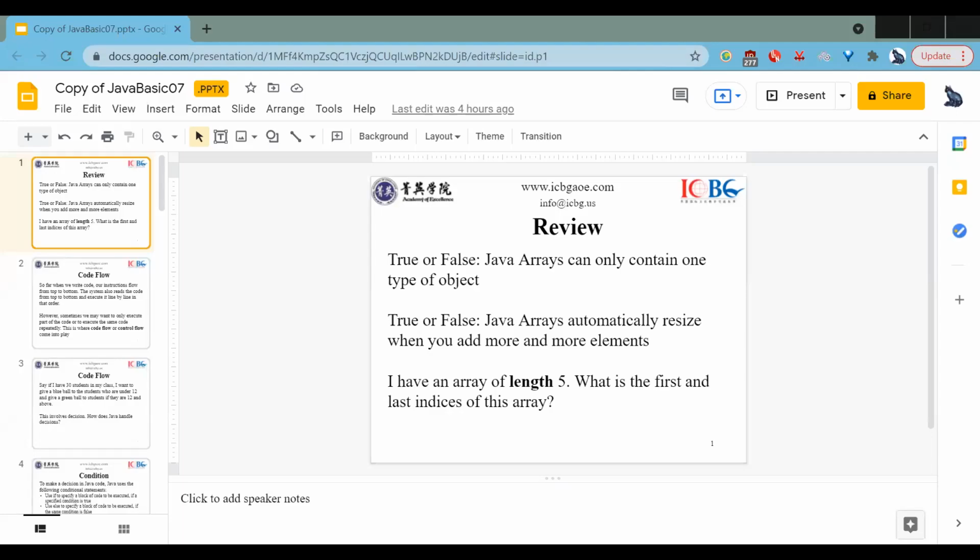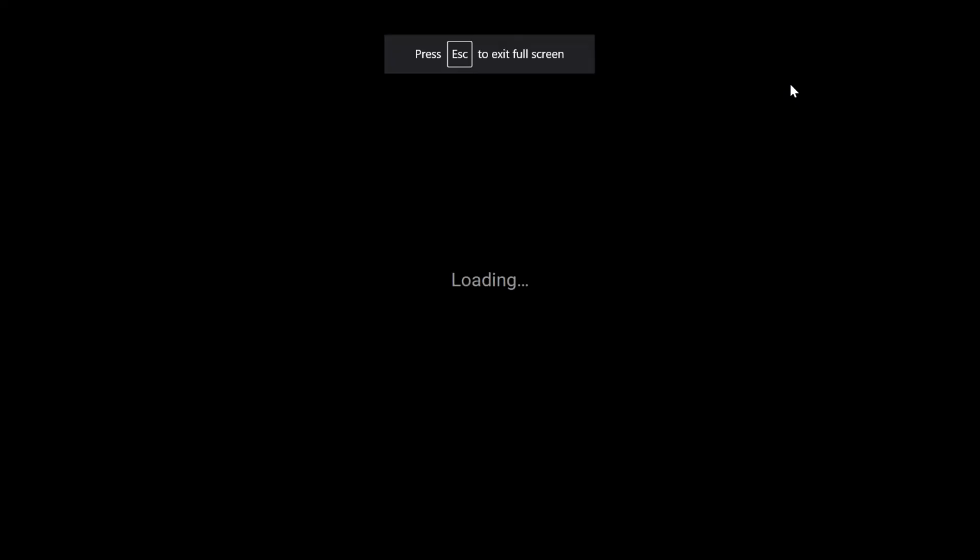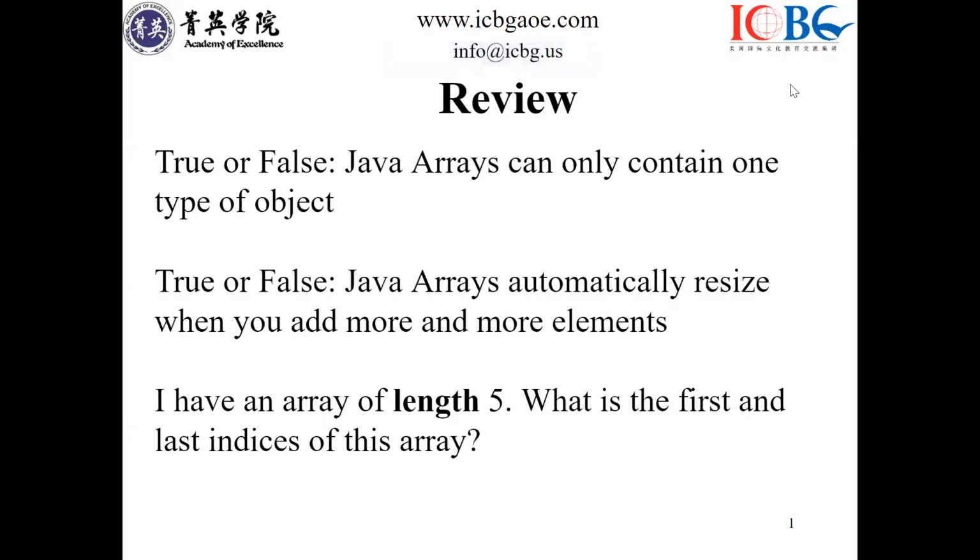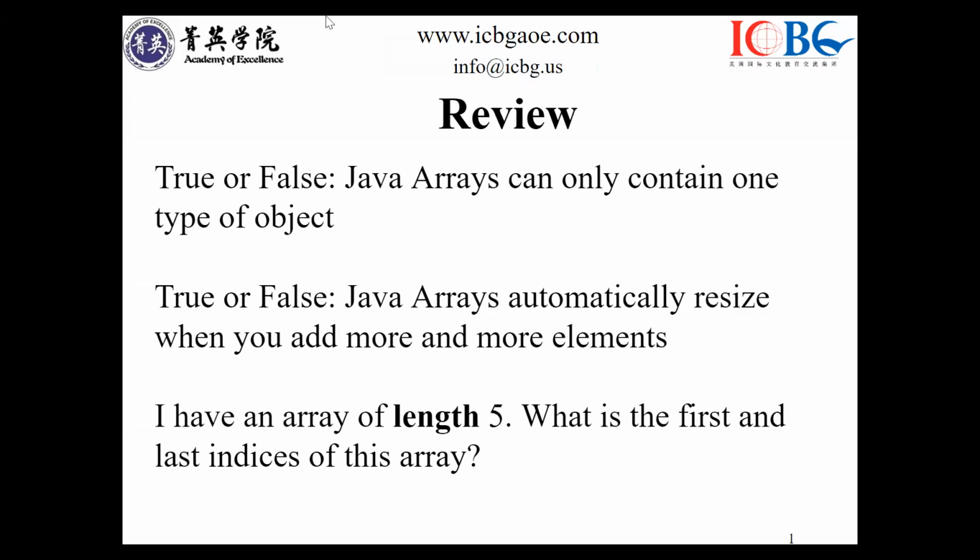So I hope you remember what we did last time. True or false, Java arrays can only contain one type of object. Actually, you can type the answers in the chat. You could just answer all three of them at once if you wanted to. Second one is Java arrays automatically resize when you add more and more elements. And the last one is I have an array of length 5. What are the first and last indices of this array?